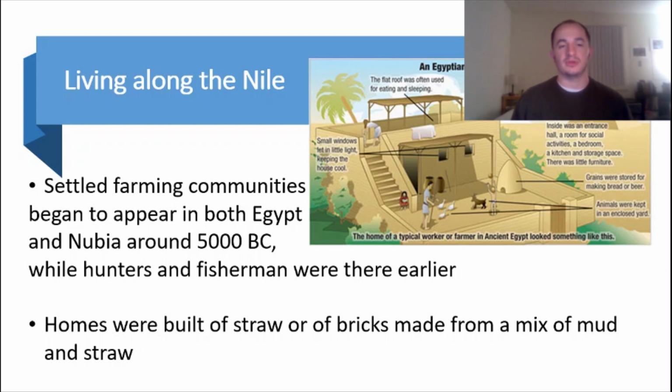So settled farming communities began to appear in both Egypt and Nubia around 5000 BC. We're going to talk more about the timeline of ancient Egypt tomorrow.